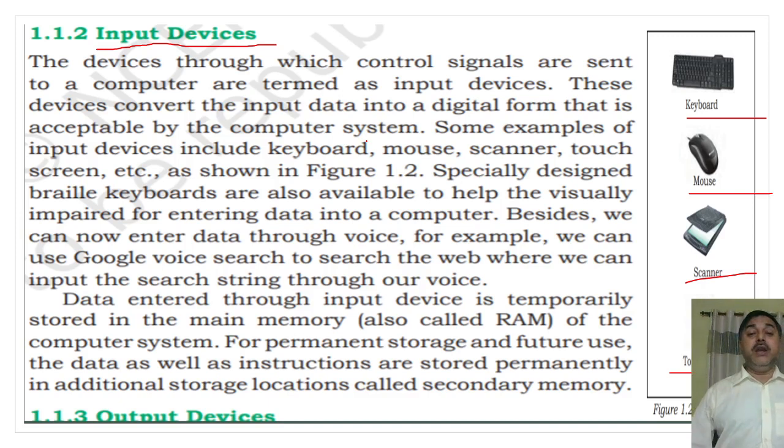The data enters through the input devices into temporary storage in the main memory. Main memory means the RAM. As it is stored temporarily in the RAM, there is also a permanent storage area. So there is a temporary storage area as well as a permanent storage area. In the permanent storage area, we can give the instructions, store the data, and work with the data.